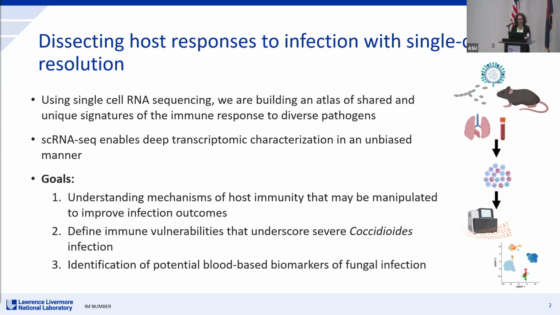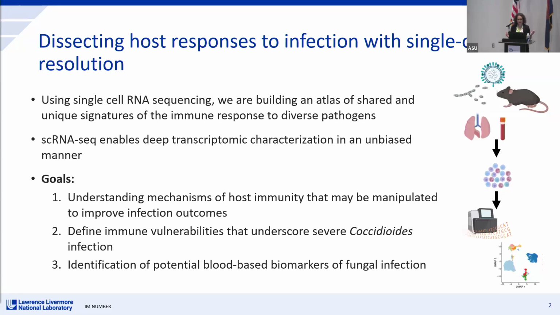By gathering this data, we've been starting to do comparative studies looking at responses to different pathogens in order to identify shared and unique responses to the different pathogens. We think that single-cell RNA sequencing is an ideal tool for this kind of study, as you can probe the transcriptome in an unbiased manner on a single-cell level. So you don't need to know what you're looking for in order to be able to measure it.